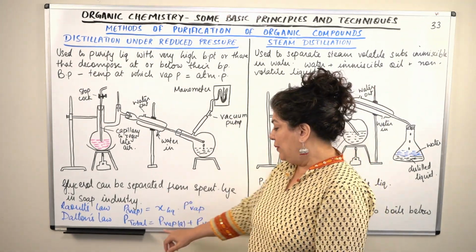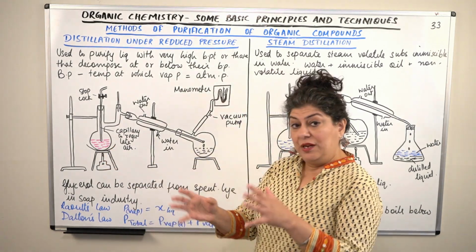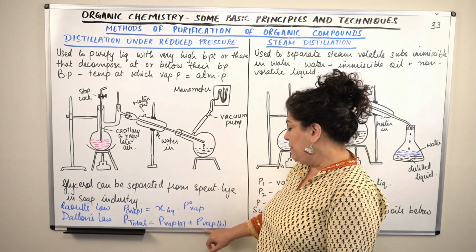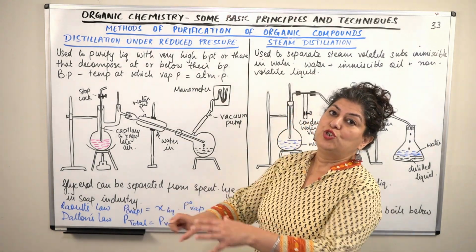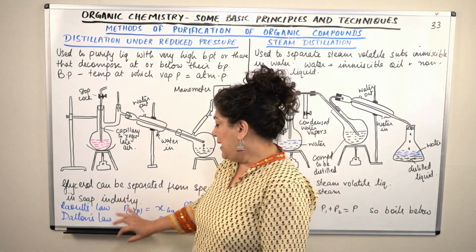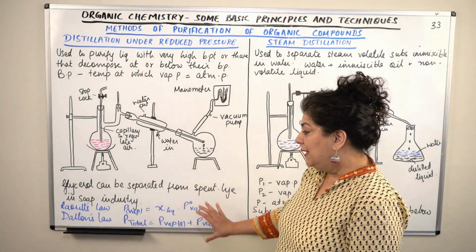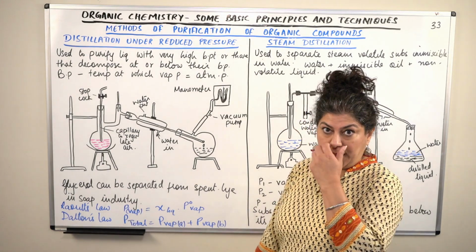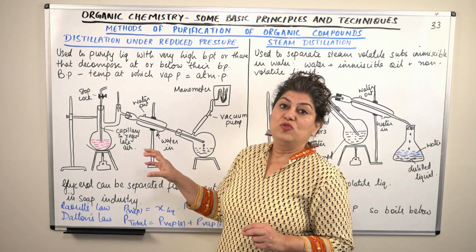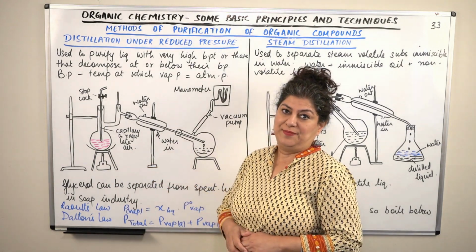So if you have two liquids in a miscible mixture, then the vapor pressure of one plus the vapor pressure of the other would be equal to the total pressure. That is the total gaseous pressure. Why am I mentioning these here now? Because till now we have done distillation of compounds where you have miscible liquids.